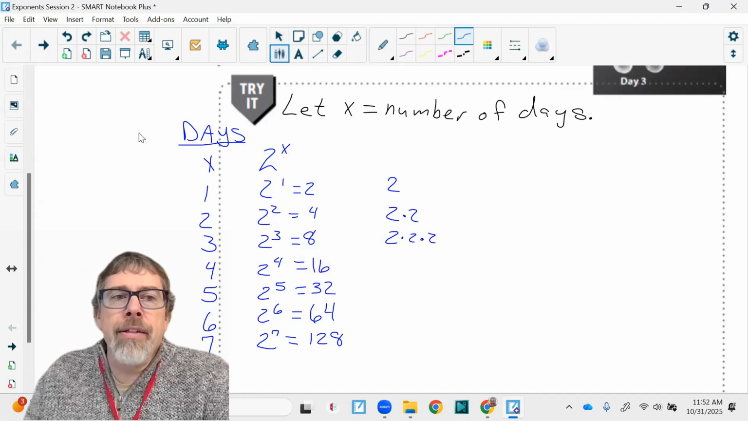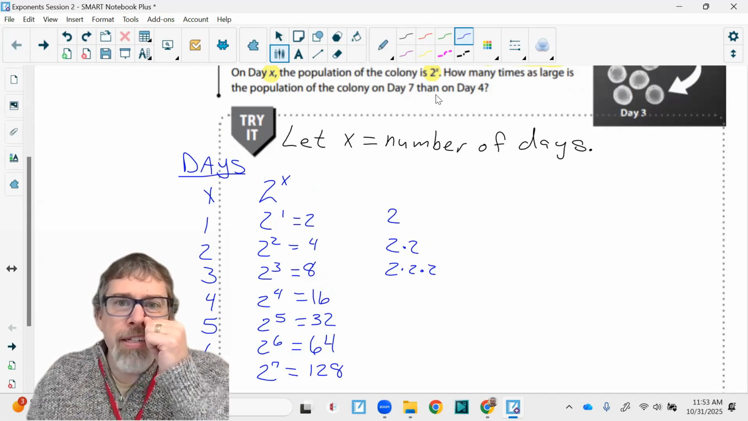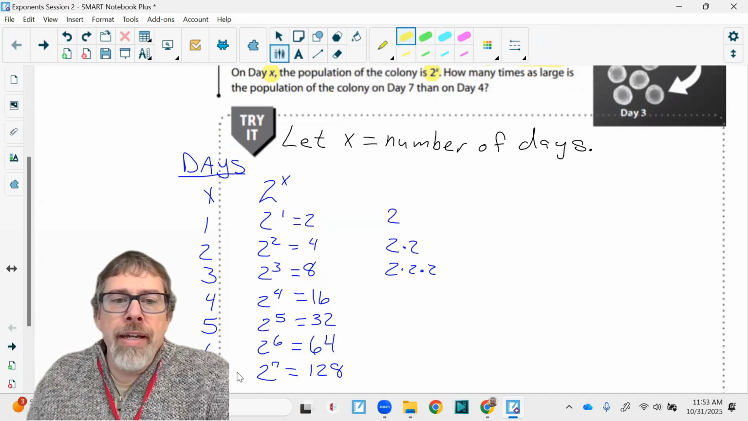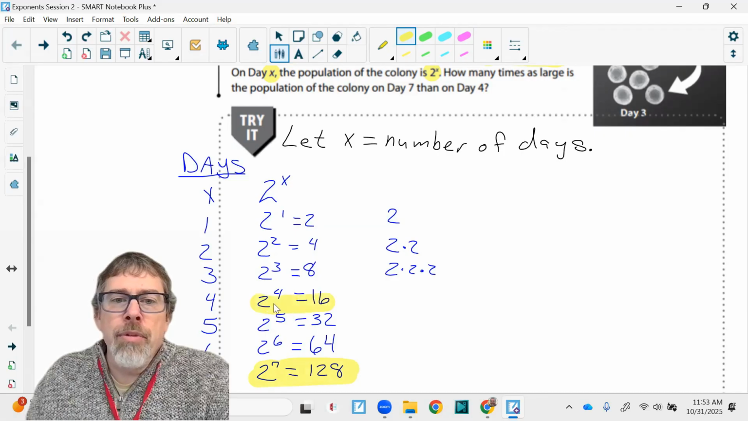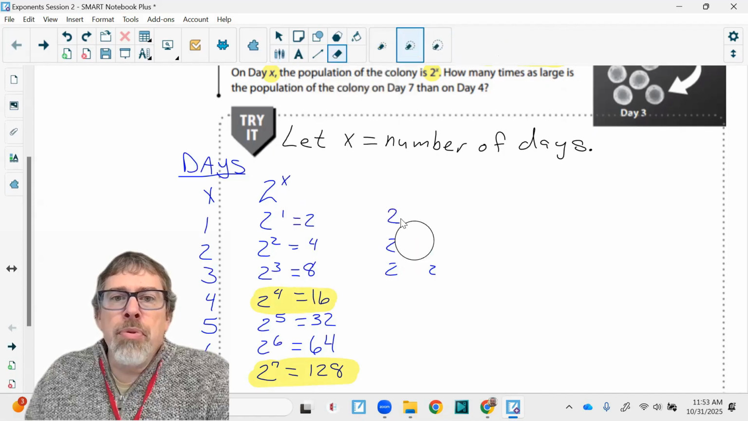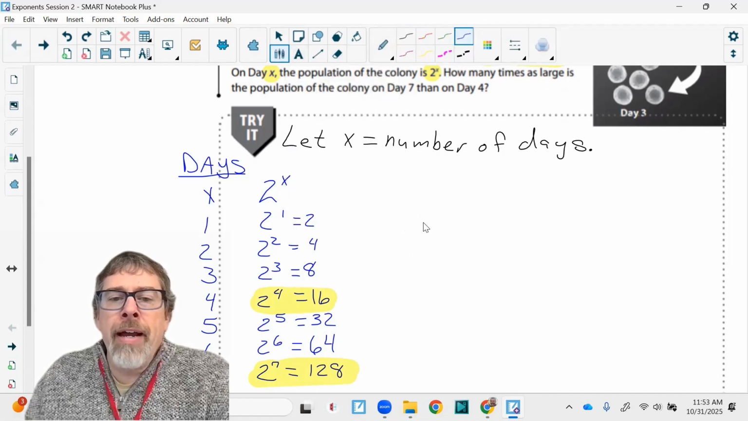Now, it said in the question, how many times as large is the population of the colony on day 7 than on day 4? Okay, so we want to focus on day 7, which is 2 to the 7th, which was 128 cells. And on day 4, there were 16 cells. So this is pre-algebra, so now let's set up an algebraic equation with that.